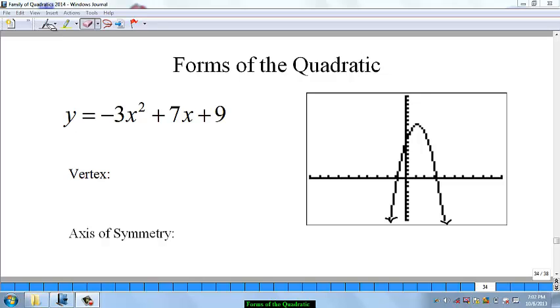Alright, this lesson is on forms of the quadratic. So we're going to now use all the stuff we've learned before, and we're going to be able to show algebraically how to find all this information.